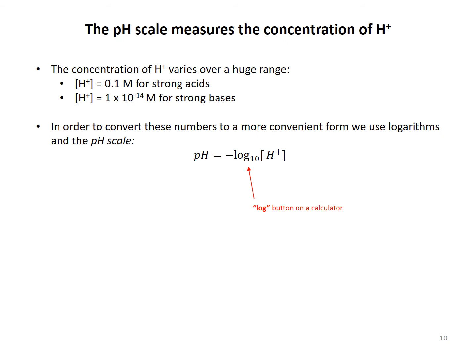The amount of H positive in acid or base can be very different. It is about 0.1 molar for strong acids, and it is 10 to the power of -14 for strong bases. So in order to convert these values to something more convenient and more making sense to us, we employ the pH scale, which is based on the negative log of H positive concentration.